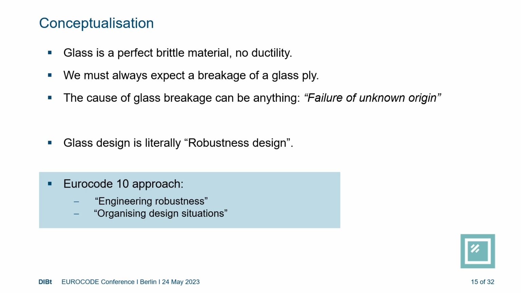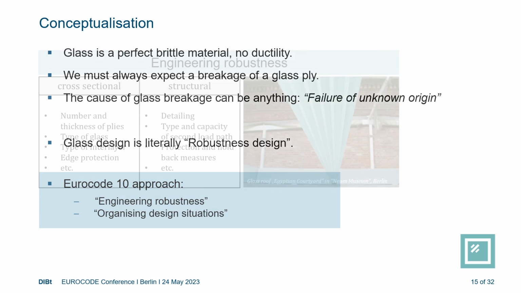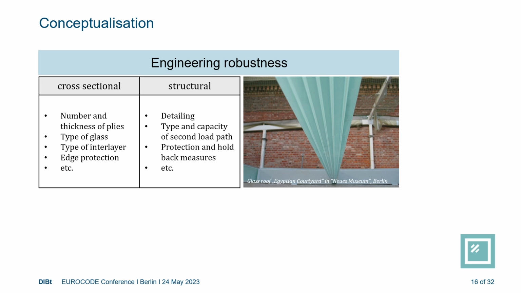And the Eurocode 10 approach, the answer to this, is that apart from all the rules we have been given by the working group on robustness, which we have incorporated as well, we also have some specialities. And these are, first, the engineering robustness, and secondly, the organization of design situations. Let me explain this a little bit more.